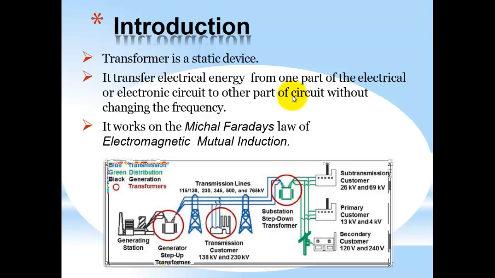There are two windings. Both windings are not electrically connected but magnetically connected. And when the secondary winding is connected to the load, the electrical power is transferred from the primary winding to the secondary winding to energize the load. And it works on the principle of Faraday's law of electromagnetic mutual induction.